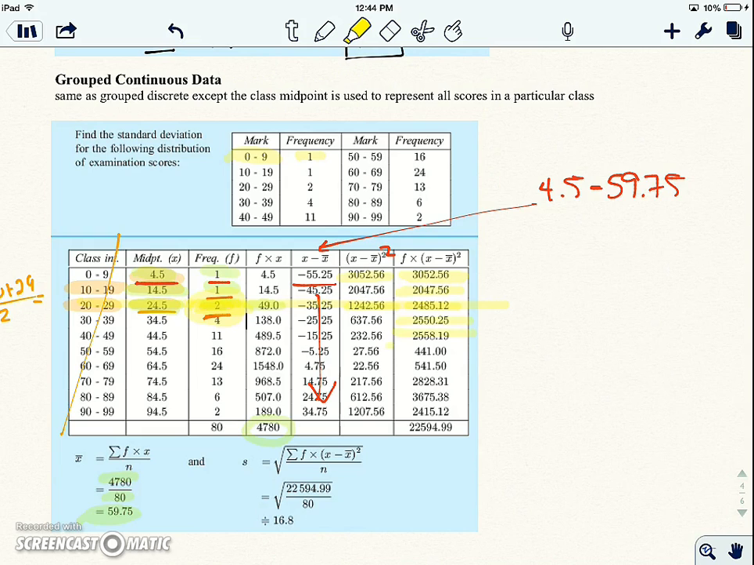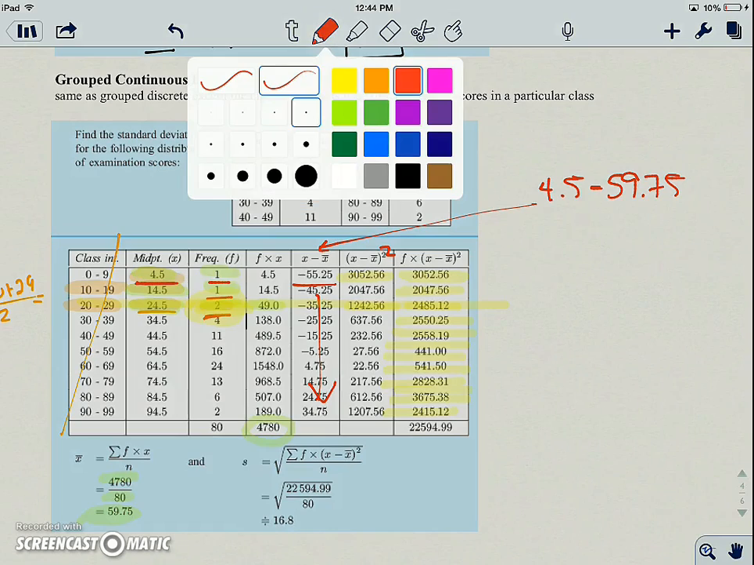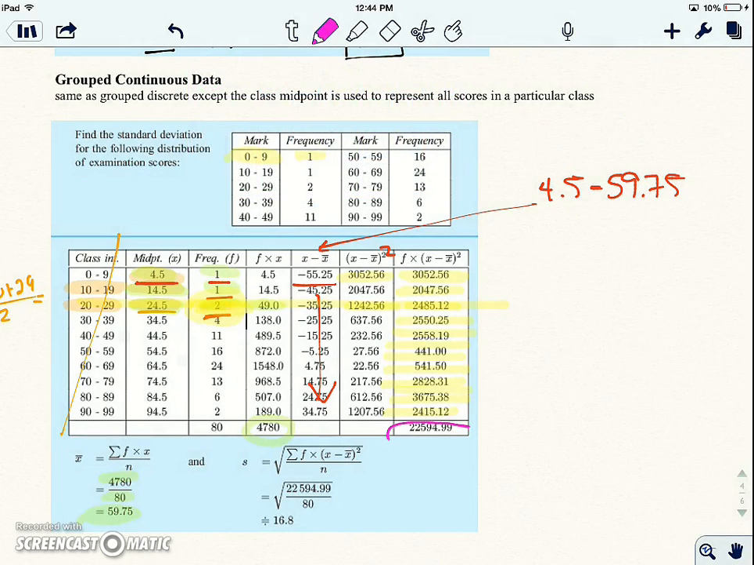So they multiplied them all by their frequency, added them up, and the total of the squared differences is 22,594. Stick that in our formula, divide by 80, and we have a standard deviation of 16.8. Right now, you should be able to do this by hand in a table.